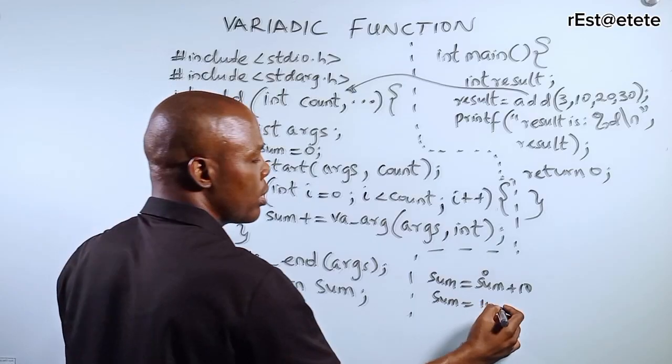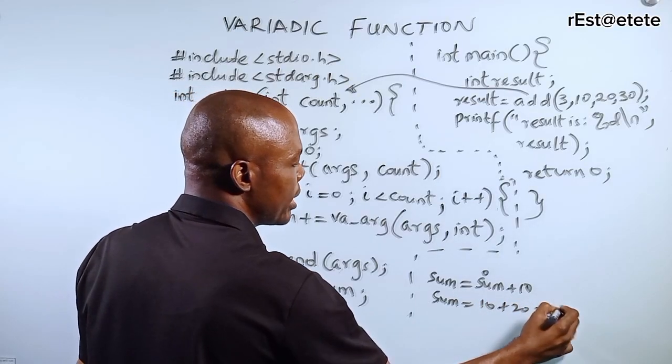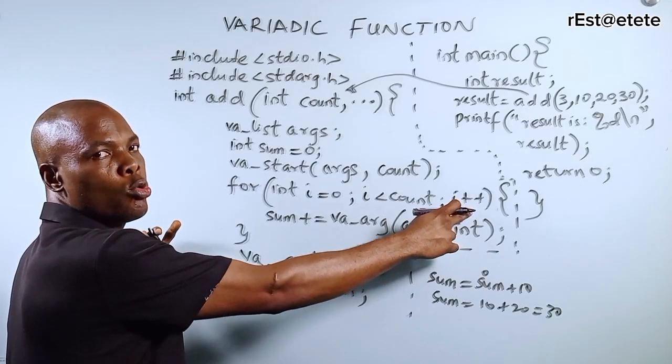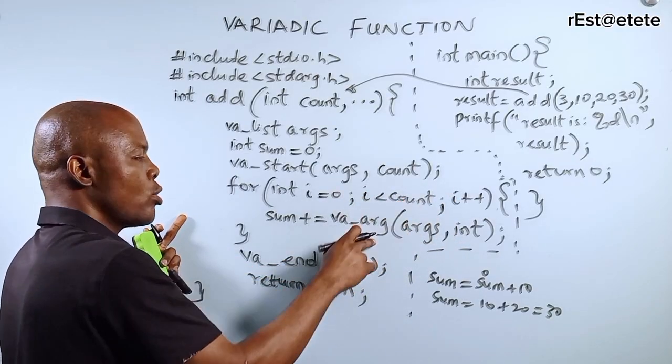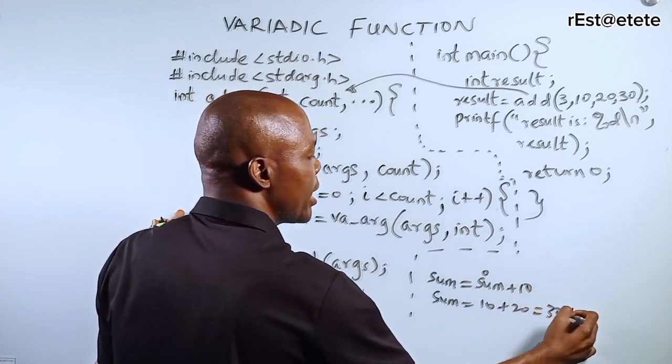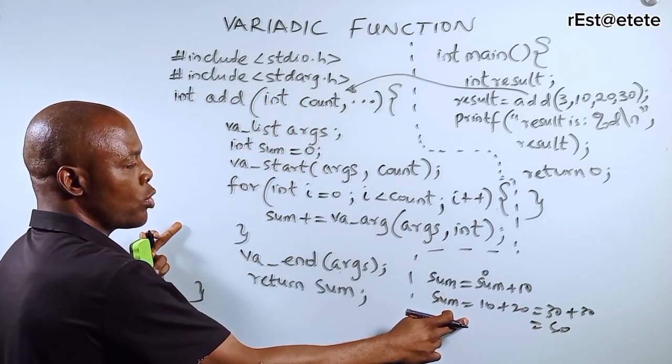It will pick the next one. So it will be 10 plus 20, and it will reassign it back. That will be 30. Then it will increment i to 2. So it will check, 2 is less than count. Count is 3. Yes. It will come in. It will pick the next item. That will be plus 30. So that will be 60. It will reassign it back to sum.